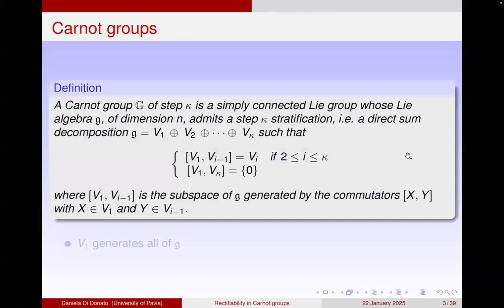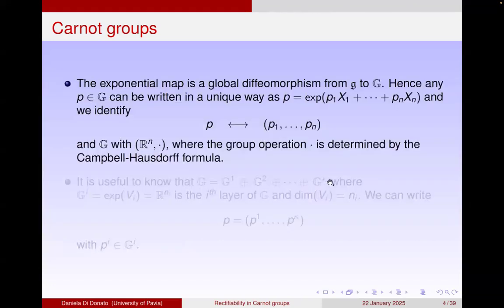A Carnot group of step K is a simply connected Lie group whose Lie algebra G admits a step K stratification. That means the Lie algebra G is equal to the direct sum of V1, ..., Vk, satisfying these equalities. We call Vi layers, and in particular we call V1 the horizontal layer. V1 generates all of G through the commutators. Through the exponential map, it is possible to identify G with Rn, where the group operation is given by the Campbell-Hausdorff formula. The most important fact is that the Campbell-Hausdorff formula is a non-commutative formula.